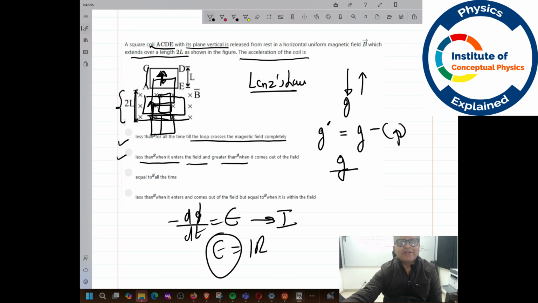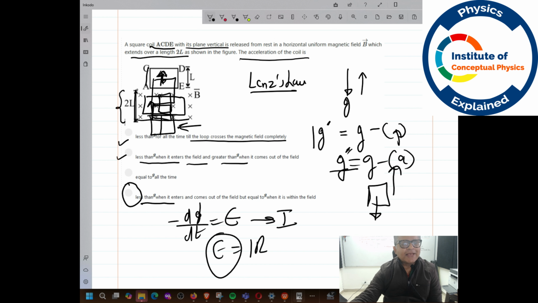So the body is experiencing weight downwards and an upward force because of Lenz's law, even when it is coming out of the magnetic field. Therefore the net force is again going to be less than the force due to gravity. So again you will have a situation of g minus a. Therefore, if you see choice number 4, it is less than g as it enters and comes out of the field, but equal to g when it is within the field. This made a lot of sense to me. So choice number 4 is correct.